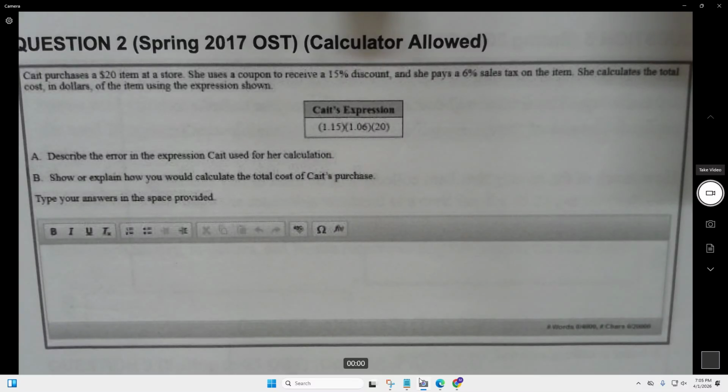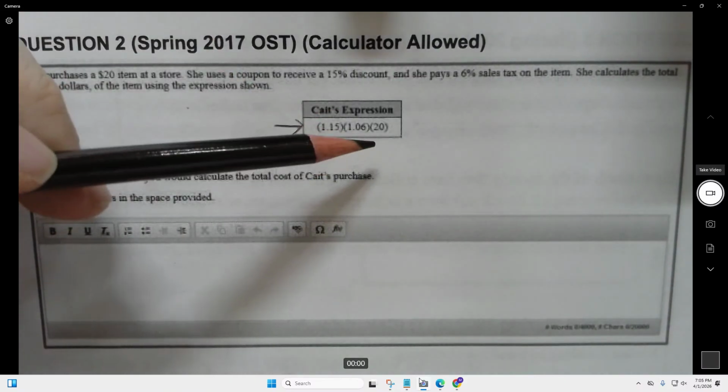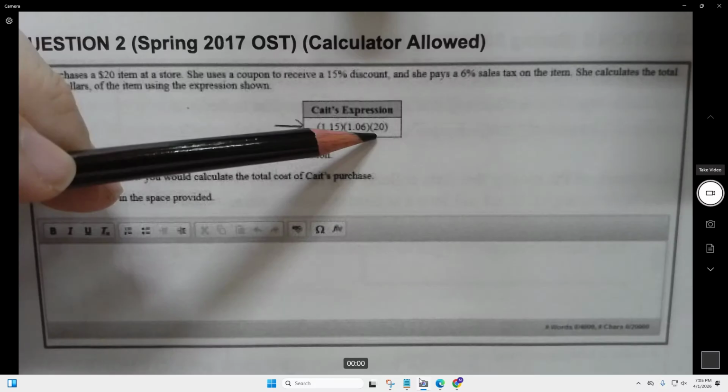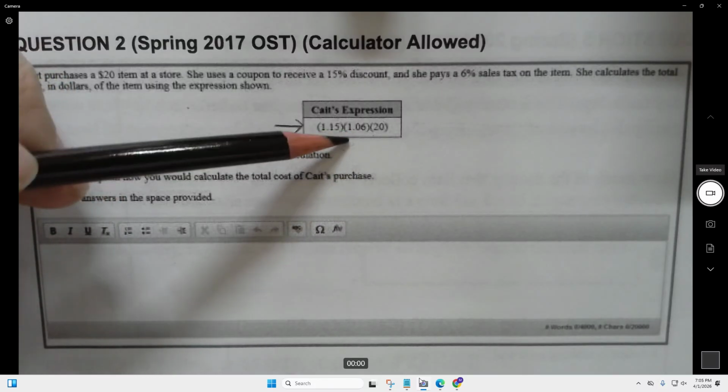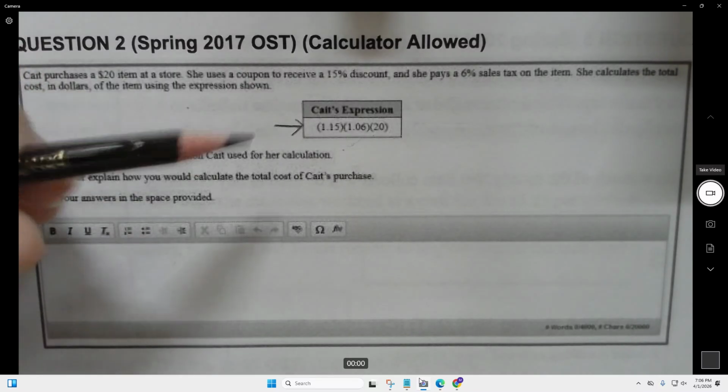So this is not even asking you to find it. Let's talk about Kate's expression. So, $20. The 1.06 clearly is meant to represent sales tax. So you're paying 6%, right?